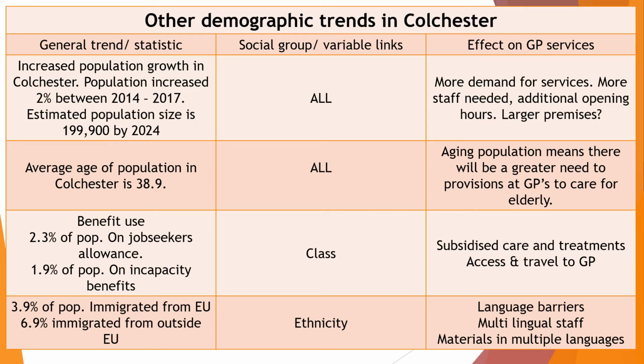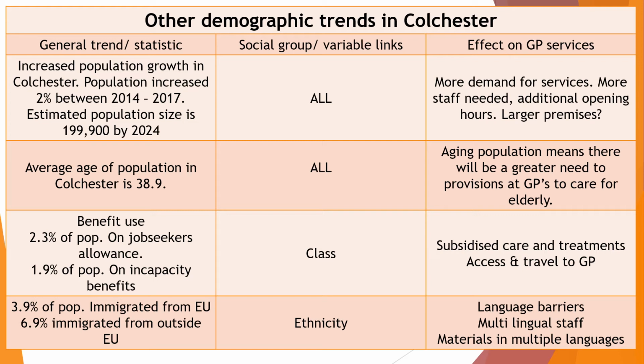Other demographic trends to consider, other things to look at. Look at the population growth. Colchester's population is growing. It affects all demographic groups, and obviously that will put more demand on NHS services. The average age of the population is 38.9. That's relatively young. So it means that we might have to look at the services being offered. Do we need more older age services or younger age services?